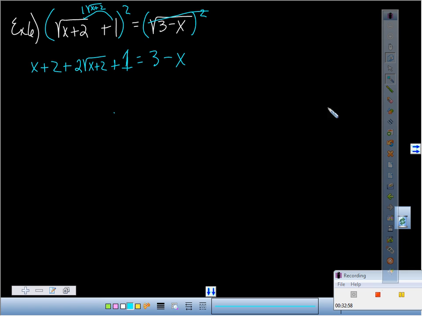Okay, so now here's the object of the game. We want to get this radical all by himself so that I can square it and get rid of it. That's what I was talking about, squaring it 2 times. So the first thing I want to do is clean it up and collect my like terms. What is 2 plus 1? 3. So really this is x plus 3 plus 2 times the square root of x plus 2 is equal to 3 minus x. Everybody okay?